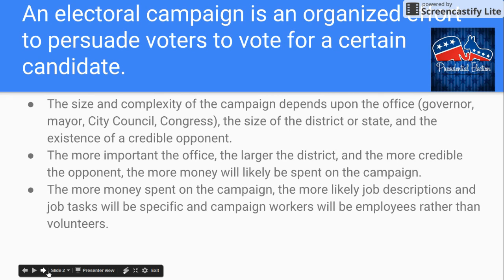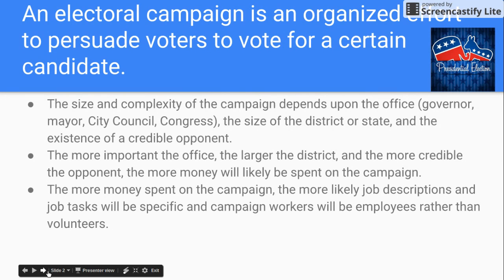So, to start with, an electoral campaign is an organized effort to persuade voters to vote for a certain candidate. The size and complexity of the campaign depends upon the office, governor, mayor, city council, Congress, the size of the district or state, and the existence of a credible opponent. The more important the office, the larger the district, and the more credible the opponent, the more money will likely be spent on the campaign. The more money spent on the campaign, the more likely job descriptions and job tasks will be specific, and campaign workers will be employees rather than volunteers.